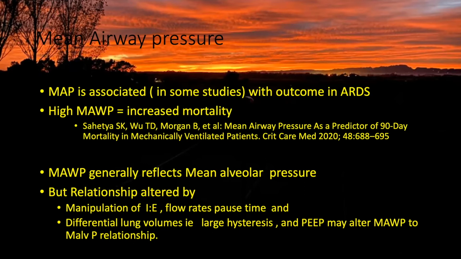So, in summary, mean airway pressure is associated with outcome in ARDS in some studies. Higher mean airway pressure has increased mortality, and that's that paper. It generally reflects mean alveolar pressure, but the relationship is altered by manipulation of the IE ratios, the mean flow rates, the pause time, and differential lung volumes, i.e. the hysteresis and PEEP, which may alter the mean airway pressure to mean alveolar pressure relationship as well.